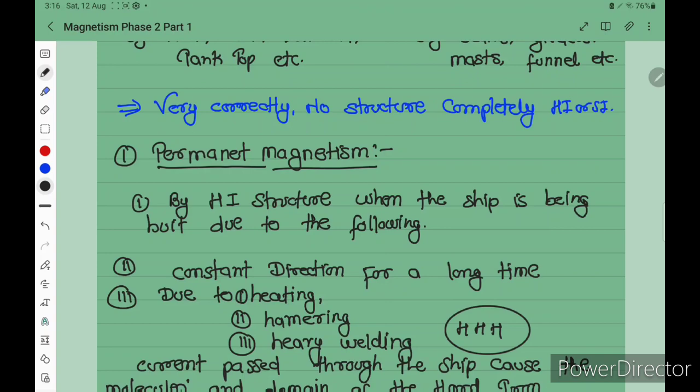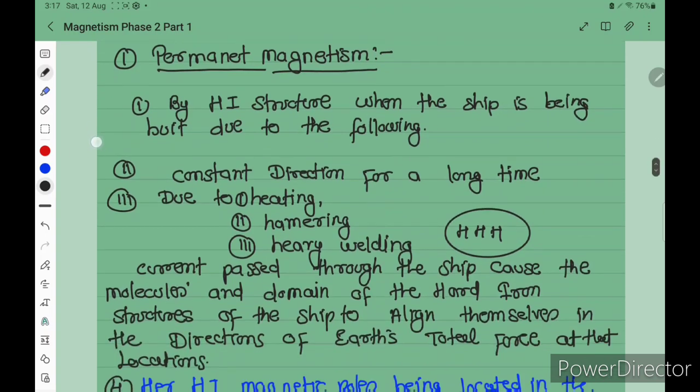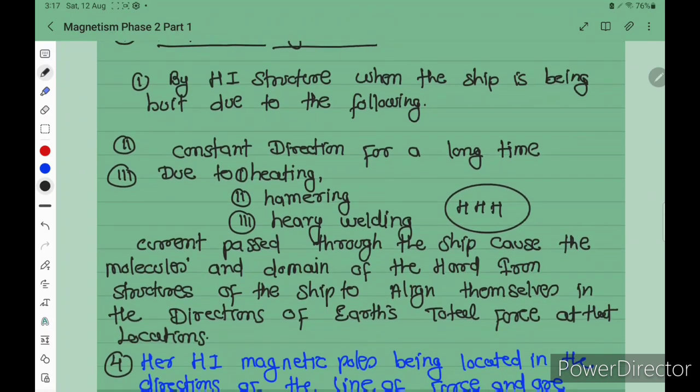Hard iron structure, when the ship is being built. When the vessel is built in the dry dock, it will be maintained at a particular heading, maybe 1 year, 2 years, a constant heading. Because of three things, permanent magnetism is acquired by the vessel: constant direction for a long time, and a lot of work going on while the vessel is being constructed or launched, due to heating, hammering, heavy welding. You can memorize this as HHH: heating, hammering and heavy welding.